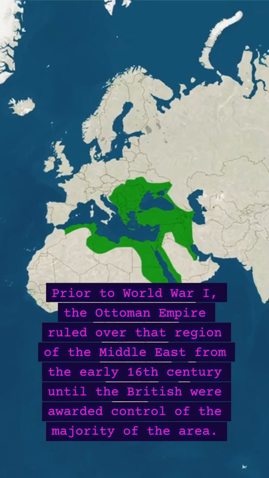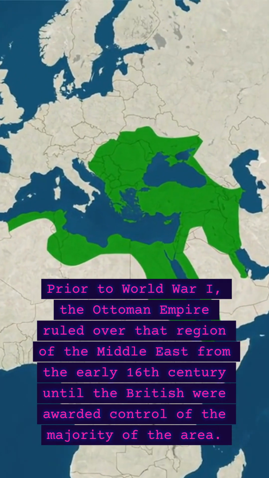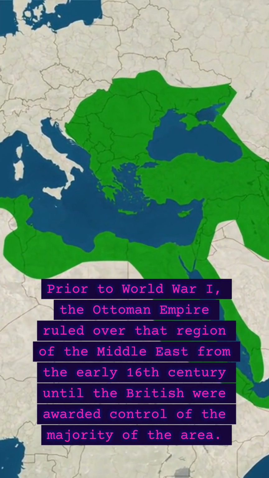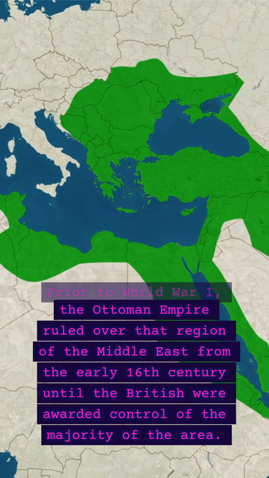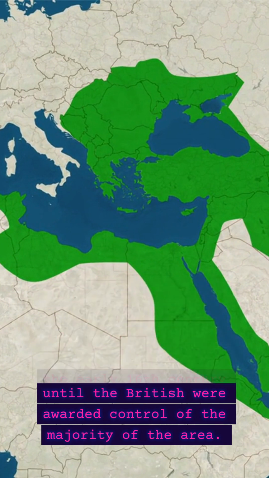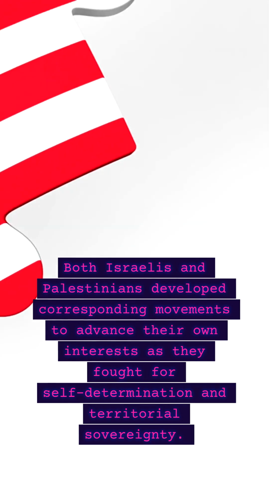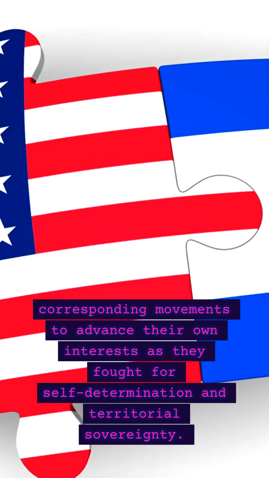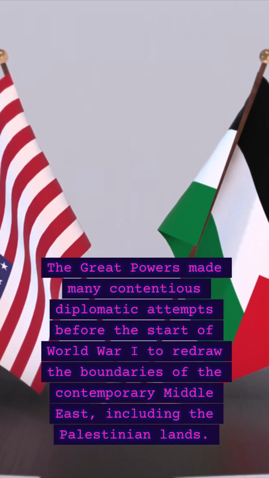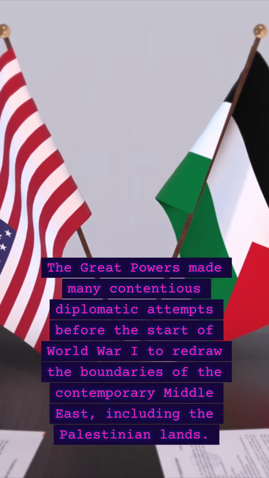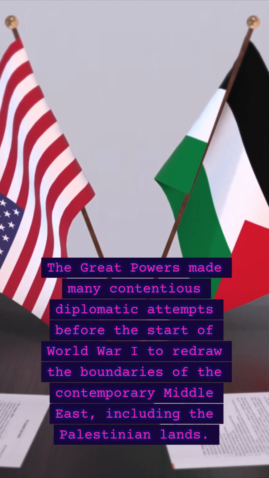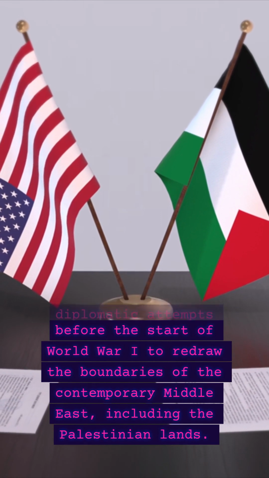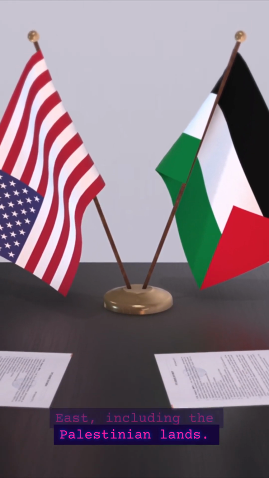History. Prior to World War I, the Ottoman Empire ruled over that region of the Middle East from the early 16th century until the British were awarded control of the majority of the area. Both Israelis and Palestinians developed corresponding movements to advance their own interests as they fought for self-determination and territorial sovereignty. The great powers made many contentious diplomatic attempts before the start of World War I to redraw the boundaries of the contemporary Middle East, including the Palestinian lands.